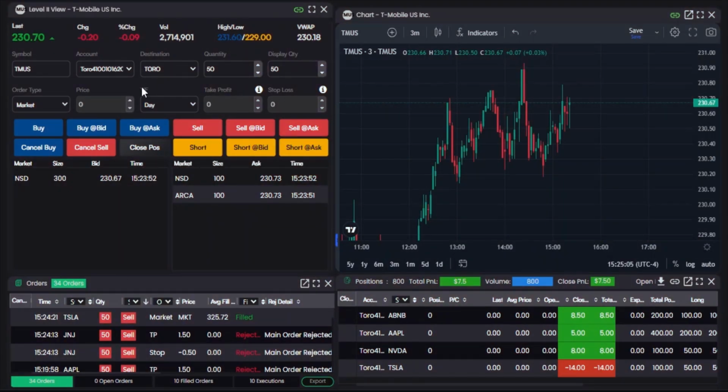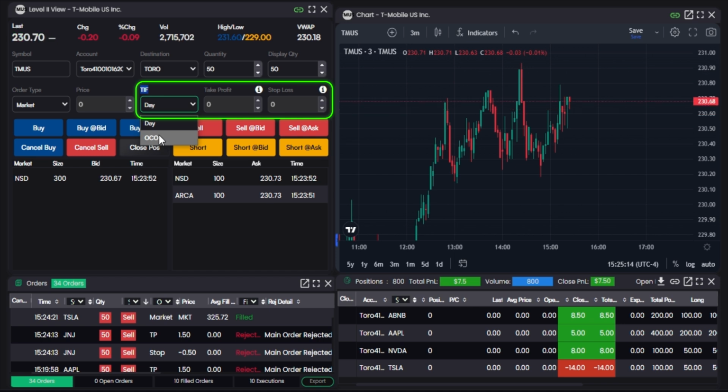Also, in the Level 2 view, you will see TIF, or time in force, which indicates how long an order will be active before it is executed or expires. First, DAY TIF means that the order will work until the end of the trading day.